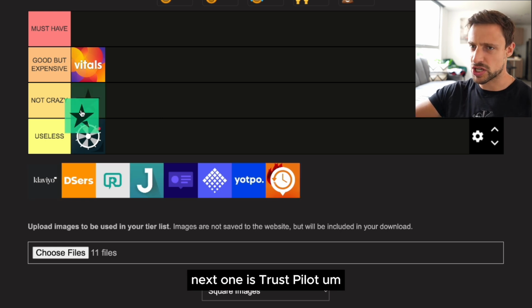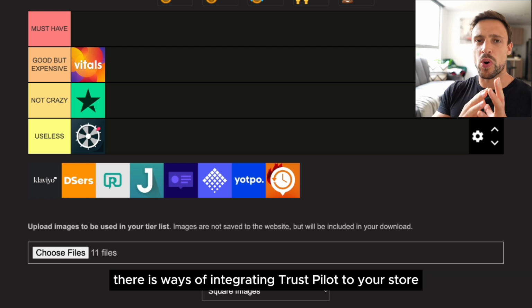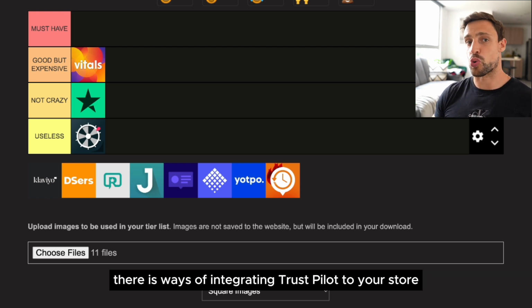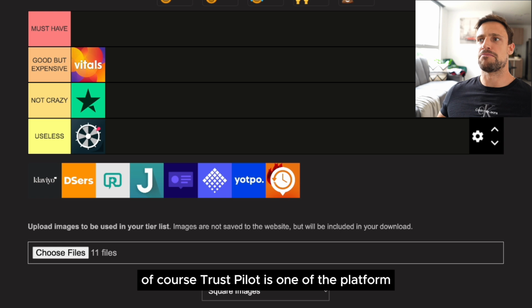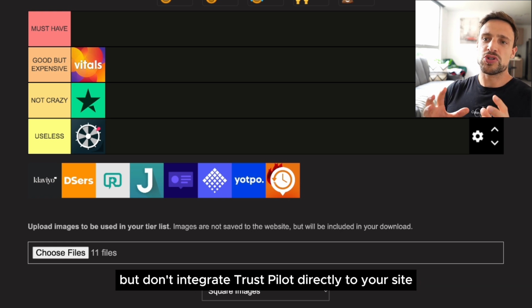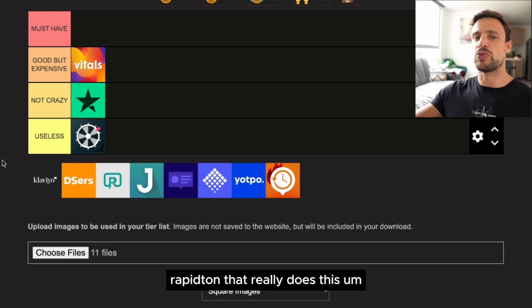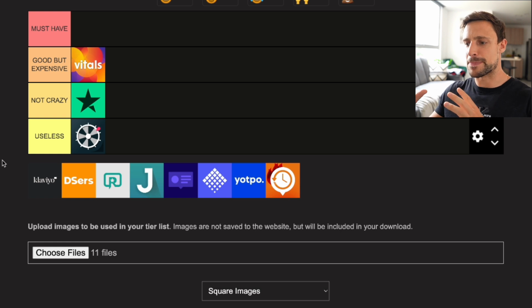Next one is Trustpilot. I put it in not crazy because there are ways of integrating Trustpilot into your store. Of course, Trustpilot is one of the platforms customers look at before making a purchase, but don't integrate Trustpilot directly to your site. I would talk about another app, for example, right here, Repeton, that really does this job.